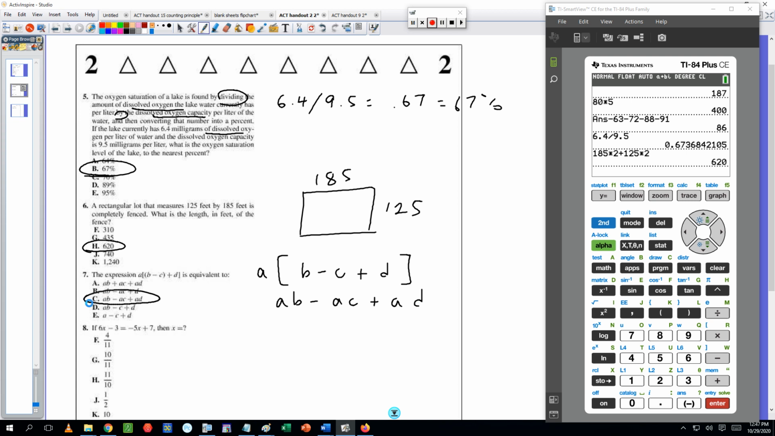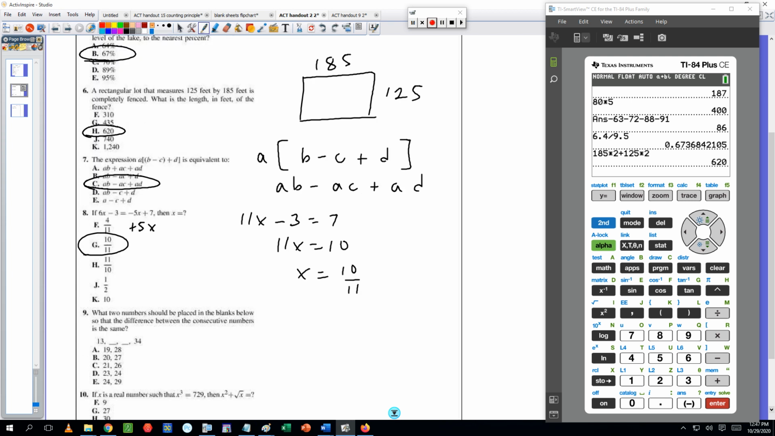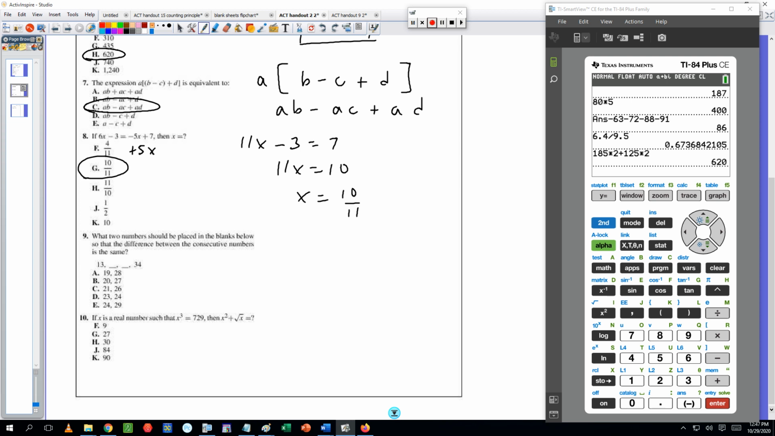It is C. If 6 minus 3 is equal to, I'm going to add this 5x over. That will give me 11x minus 3 is 7. I'm going to add the 3 and then divide the 11. G.